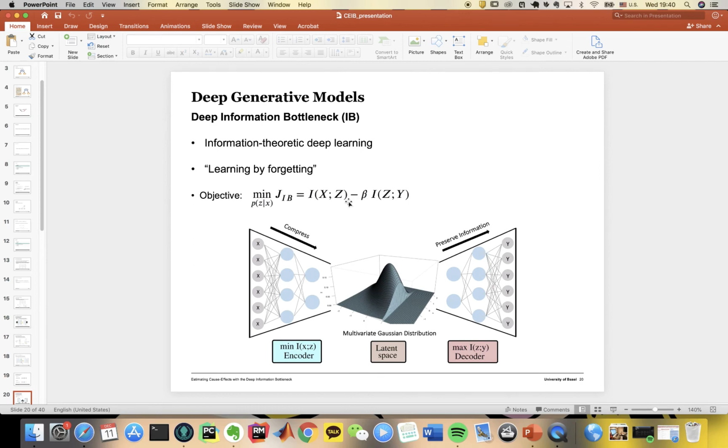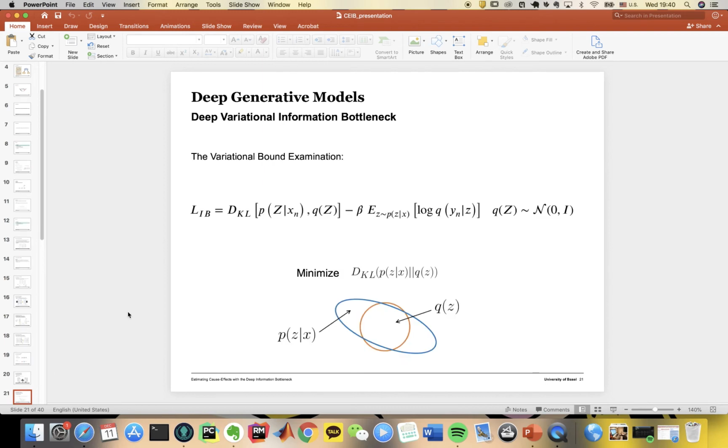For the objective function, we can rewrite it like this: the encoder part and the decoder part are denoted by mutual information, and beta is the trade-off parameter which controls the balance between these two parts. I'm not going to show you how to derive it, but that's the method we use for examining the variational bound, which is called a deep variational information bottleneck, but they are pretty much the same thing.